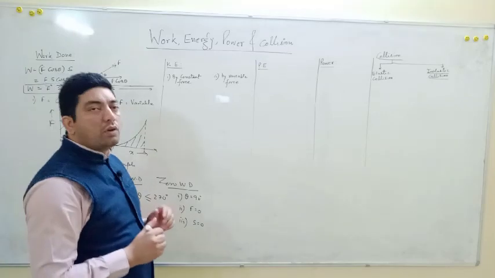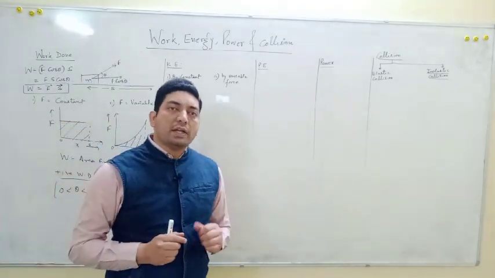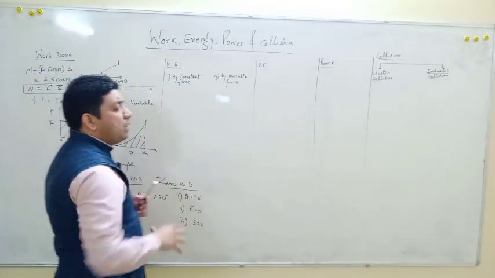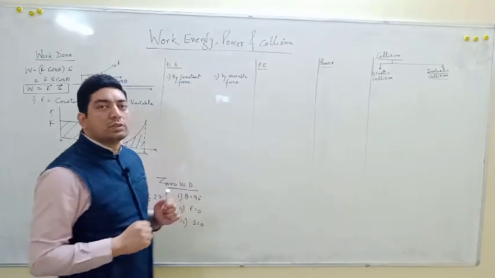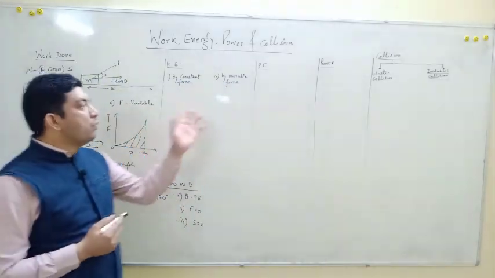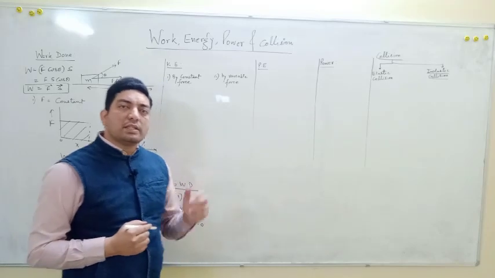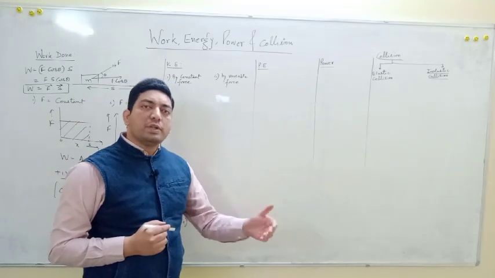Now there is a term which is called as kinetic energy, which is defined as the energy possessed by a body by virtue of its motion. It doesn't matter how the body has acquired that velocity, whether by applying constant force or by applying variable force. What matters is what is the velocity at a particular instant, then the kinetic energy at that instant will be given by half mv square.